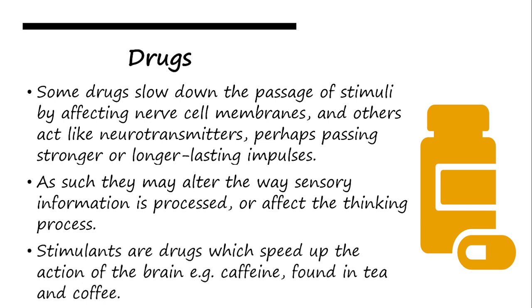Moving on. Stimulants are drugs which speed up the action of the brain. Take an example, caffeine found in tea and coffee. So stimulants are examples of drugs which can have a serious impact on the brain, as they speed up the action of the brain. An example of such stimulants is caffeine, which is found in tea and coffee. So that's clear.